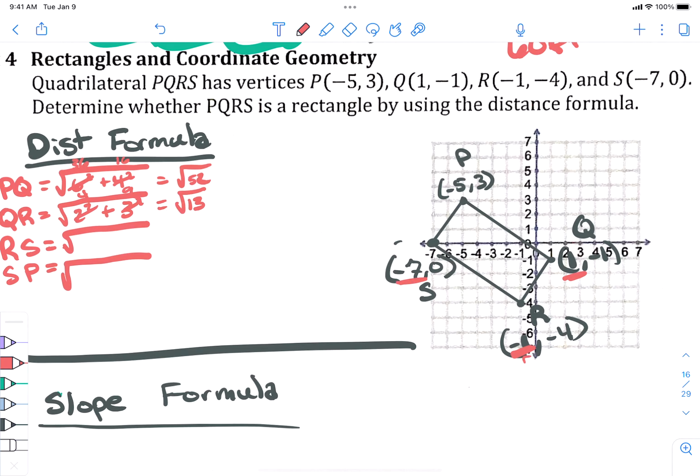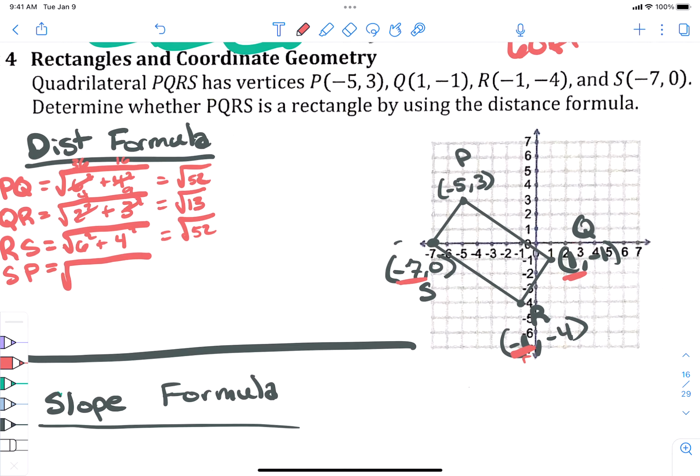So from -7 to -1 is 6, plus 0 to -4 is 4. 6 squared, 4 squared. Hey, we did that already. 52 again. Okay? And, by the way, if that was not the square root of 52, we could stop because it's going to be a no, right? But they're mean, so we have to. It might have to be a rectangle.